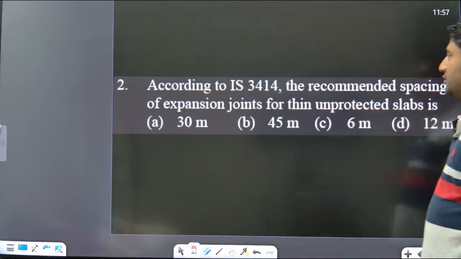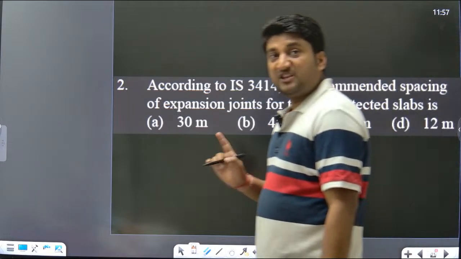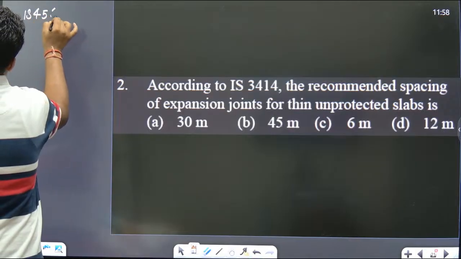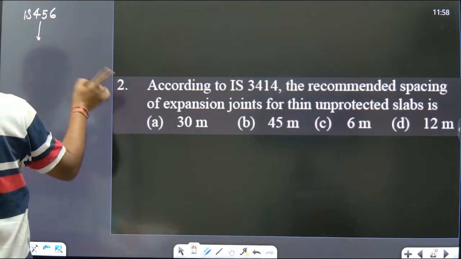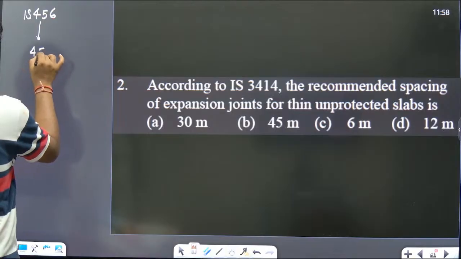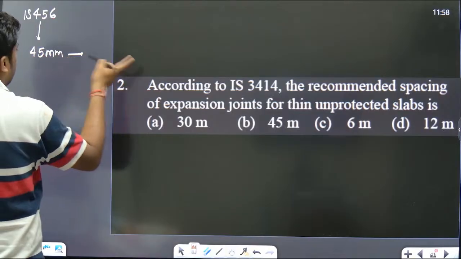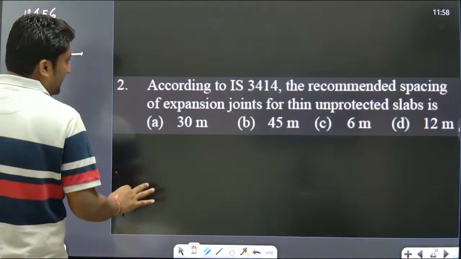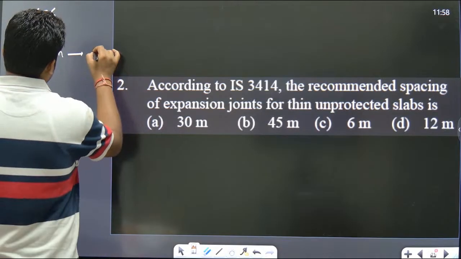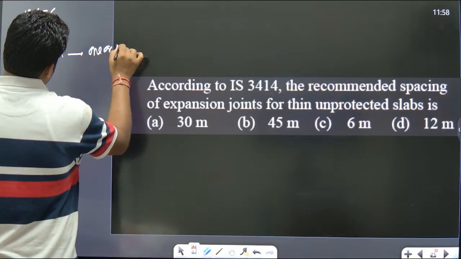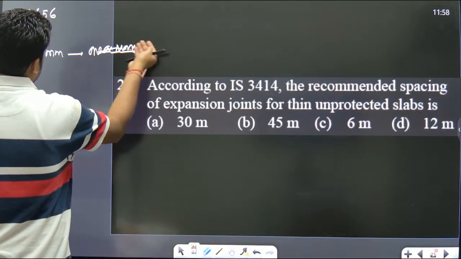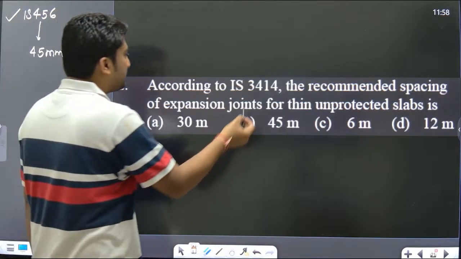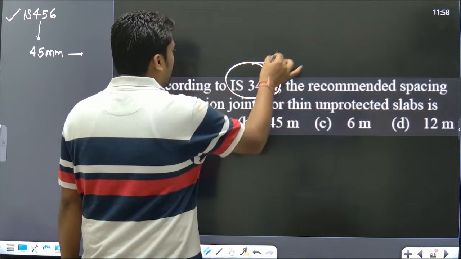Answer this question according to IS. Now please be careful. There are two IS codes. IS 456, I have given you the explanation that if the length of the member is more than 45 m, you need to provide one or more than one expansion joint. So it is for IS 456, but here you are asked with IS 3414. This is the code for expansion joint.